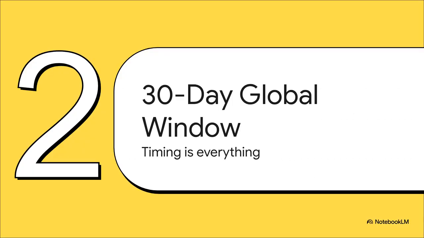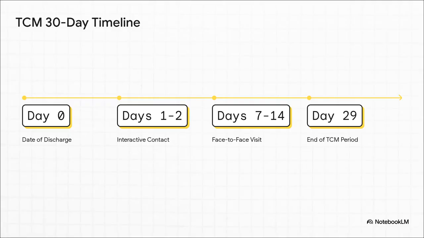Moving right along to Section 2, the 30-day global window. Listen, timing is literally everything with TCM. You aren't just coding a quick one-off visit, you're coding an entire comprehensive period of care. TCM operates on a very strict 30-day global post-discharge framework, and this timeline is totally non-negotiable. Day 0 is the exact date of discharge. The TCM period kicks off right then and runs for the next 29 days.